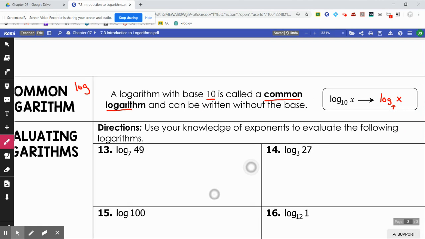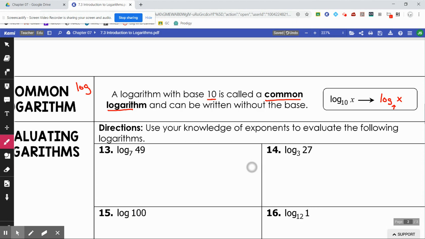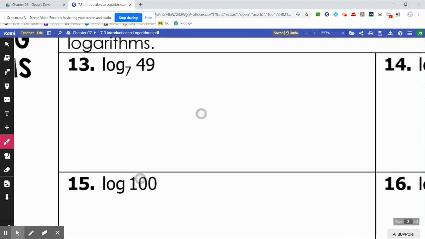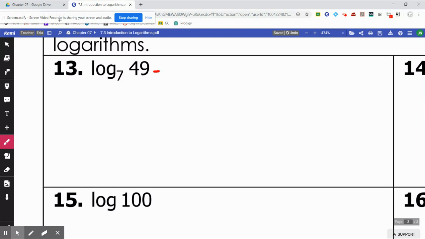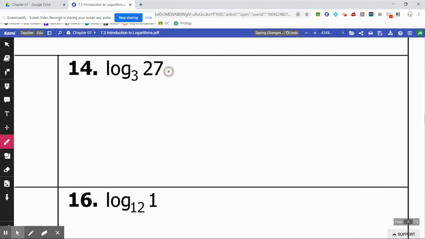So now calculating logarithms says use your knowledge of exponents to evaluate the following. So log base 7 of 49 now. If you think about the other form, you can rewrite it if you need to until you get comfortable. 7 raised to x is 49. So therefore 7 to what power would be 49? So log base 7 of 49 would be 2, because 7 to the second is 49. Log base 3 of 27, if you need to rewrite it, would be 3 to the x power equals 27. So you're asking yourself 3 to what power is 27, which would be 3. Log base 3 of 27 would be 3.